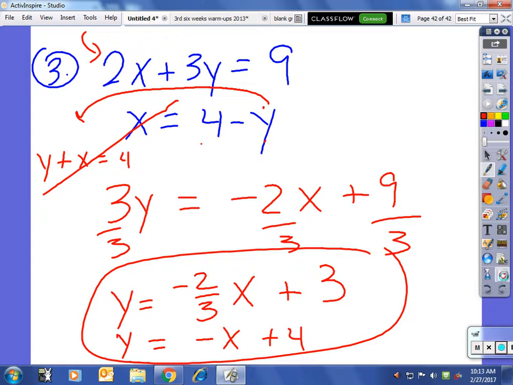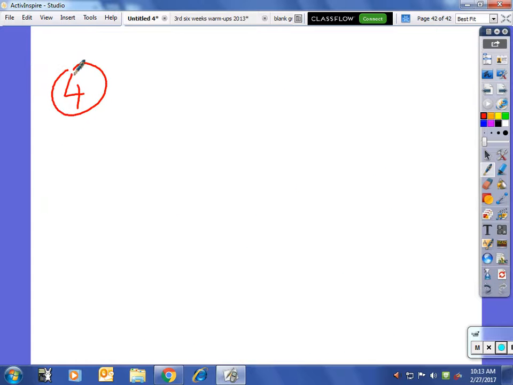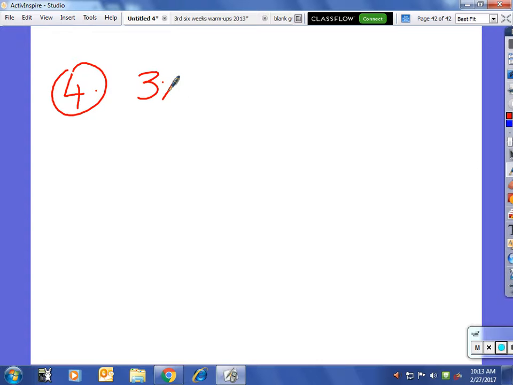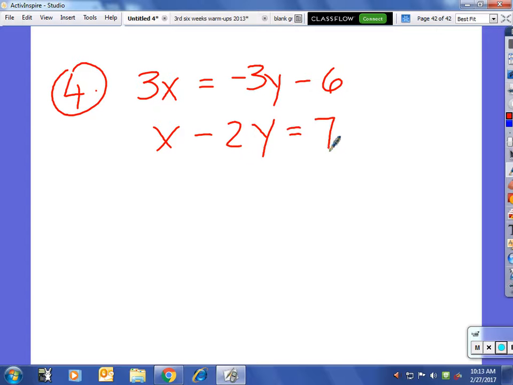Okay, you try this one, number 4. And I really want you to try the calculator way. Because first of all, look at this. Is this ready for substitution anyway? No. Now we could make it ready for substitution.